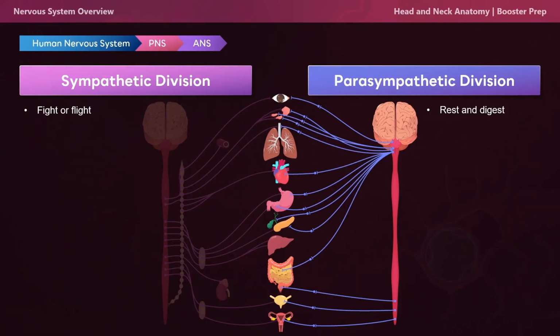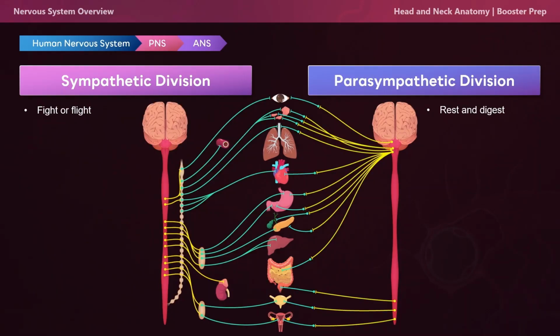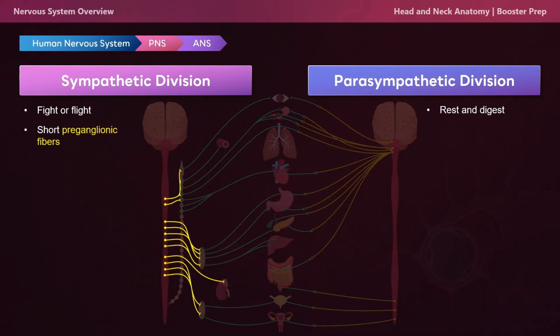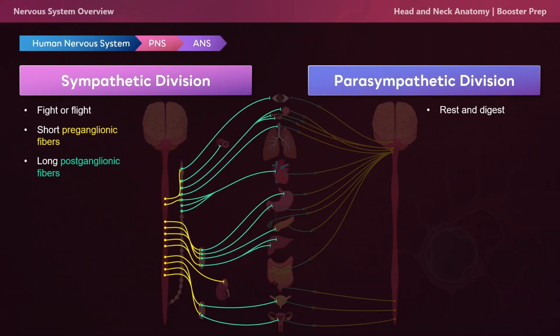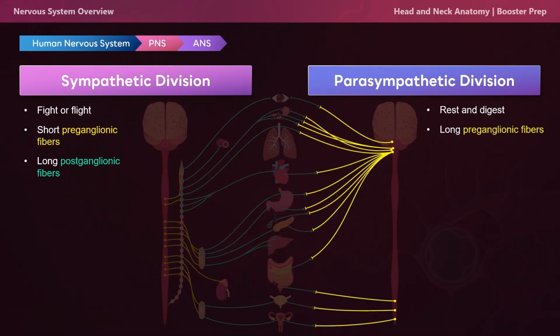Focusing on the fibers that make up these nervous systems, it's important to know that the sympathetic nervous system has short preganglionic fibers and long postganglionic fibers. And the parasympathetic nervous system is the opposite. It has long preganglionic fibers and short postganglionic fibers. But what does this mean, and why does this make sense? These terms are used in the context of the autonomic nervous system.